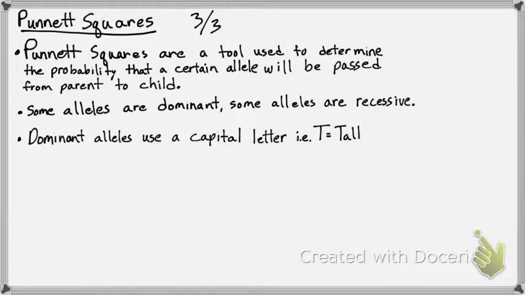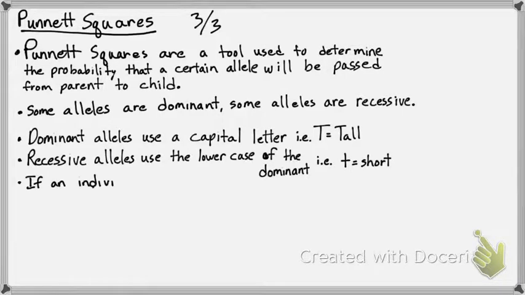Dominant alleles use a capital letter. So if the gene you're looking at is height, individuals can either be tall or short. And so we note whether individuals with that gene have a tall allele or a short allele with these letters. Capital T equals tall. Lowercase t equals short, because recessive alleles use the lowercase of the dominant allele. So if the dominant allele is tall, we use a capital T. That means that short is the recessive allele, and we use a lowercase t.